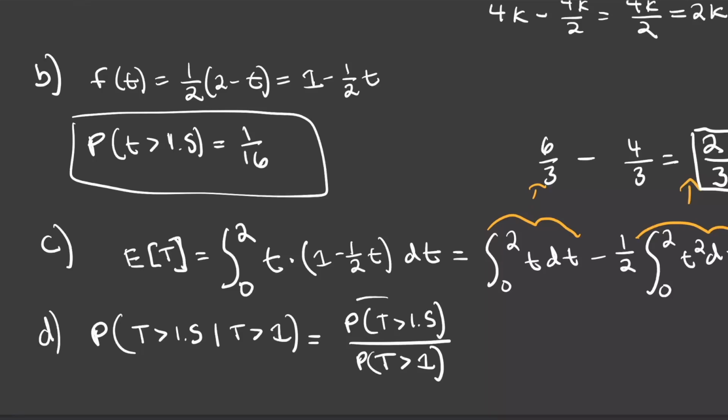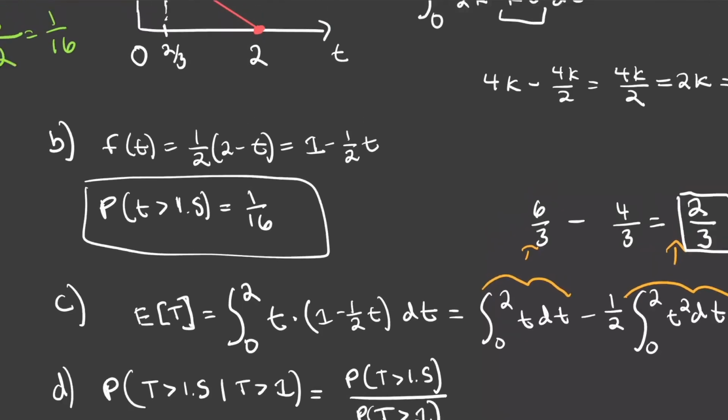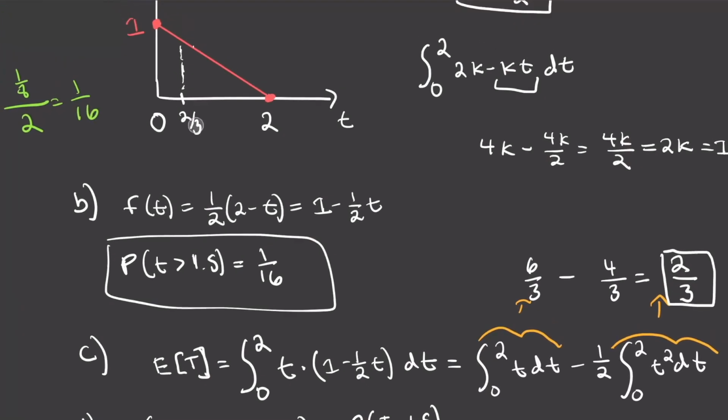Now in part B, we already calculated the probability that t was greater than 1.5, right? We got 1/16. So now we just need to calculate the probability that t is greater than 1. So let's go up to our diagram right here and let's look at the point 1 and let's see what we get. So the probability that t is greater than 1 is just going to be all of this area between 1 and 2, right? Which is just going to be another triangle. We know how to calculate the area of a triangle.